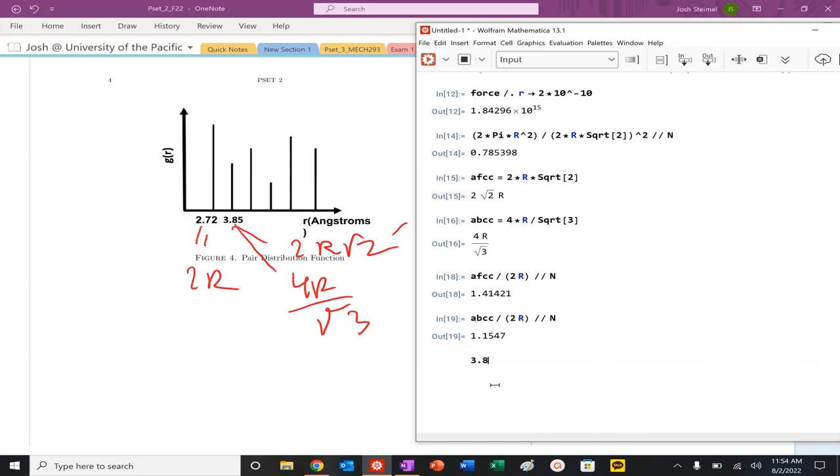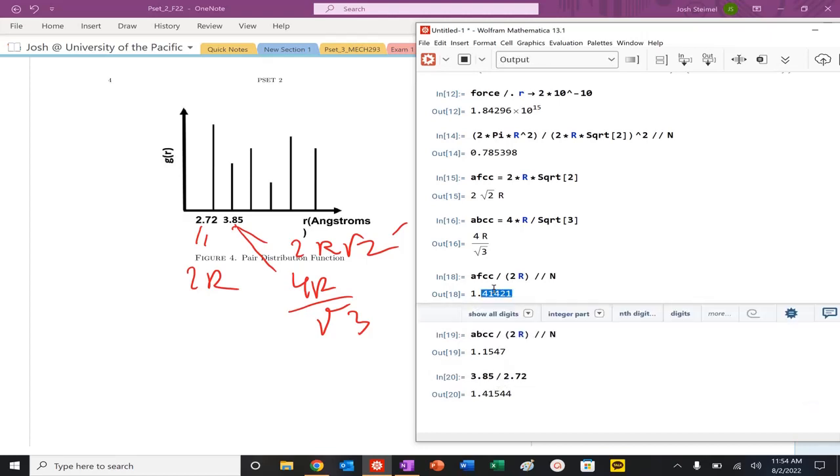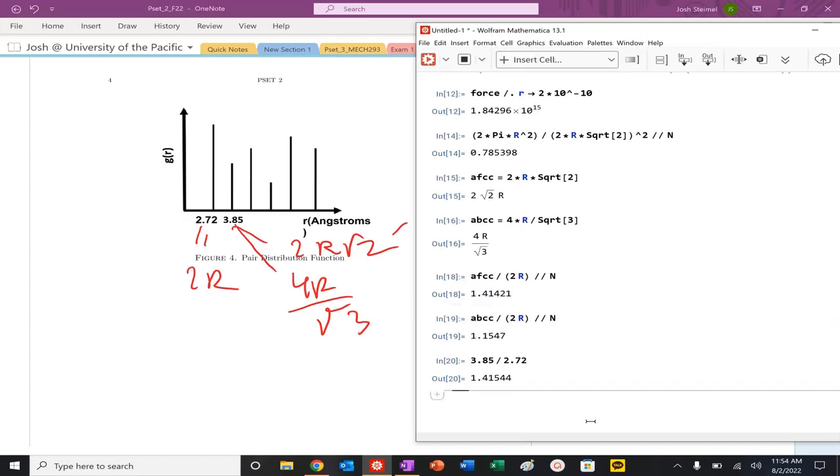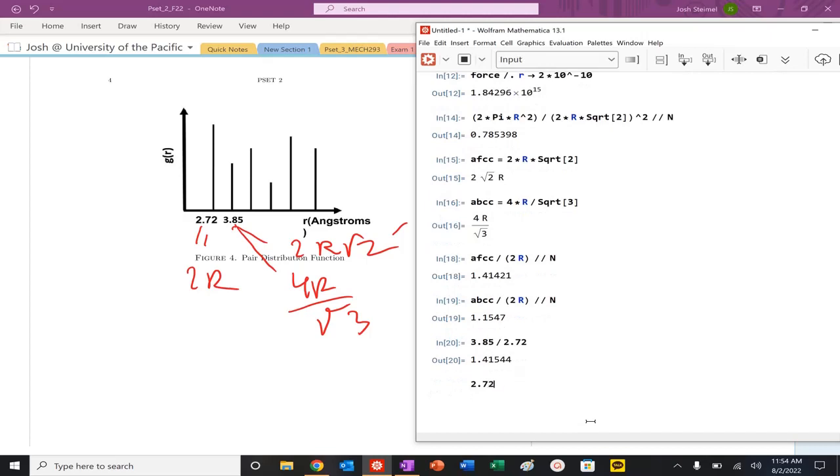Because we're given both, 3.85 divided by 2.72 is 1.4. So it seems like it's either FCC or it's simple cubic. So it's not a BCC structure. So now I also know that 2.72 divided by 2 is 1.36, and it has to be FCC or it has to be simple cubic.